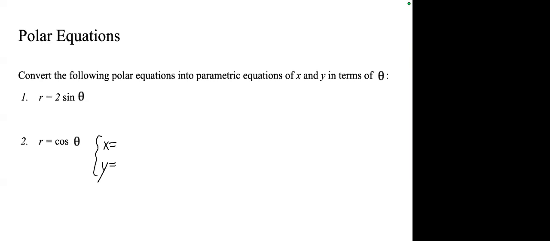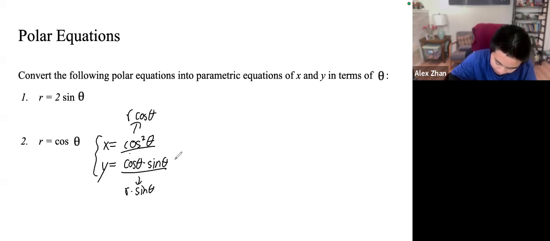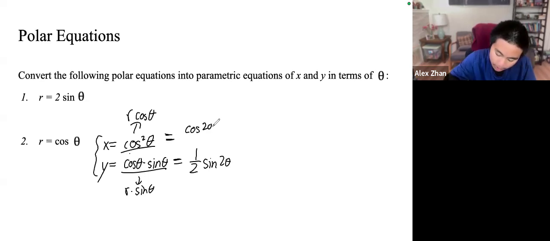Yeah, so x is equal to cosine squared theta, y is equal to 1/2 of sine of 2 theta. Yes, basically cosine theta times sine theta, because x is equal to r times cosine theta, and this is equal to r times sine theta, and r is cosine theta. So yeah, very good. So y is equal to 1/2 sine 2 theta, and x, you could also write as cosine 2 theta plus 1 over 2.